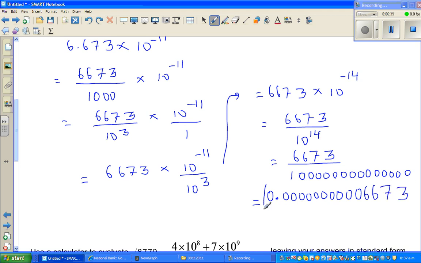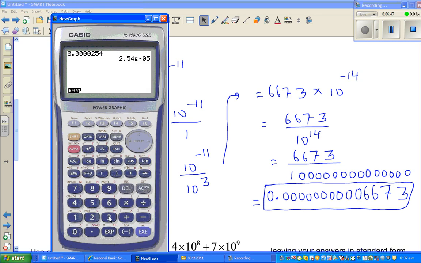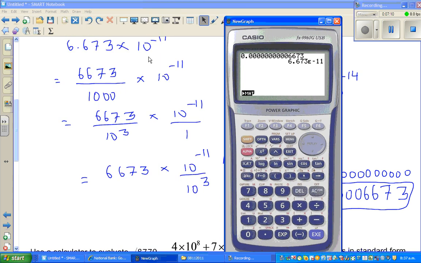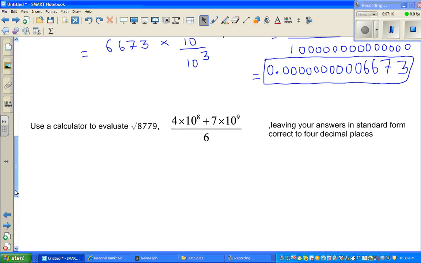Okay, so this is in the ordinary form. That gravitational constant is this number in the ordinary form. So let us check this on a calculator. So what I'm saying is 0 point, you have to put 10 zeros, 1, 2, 3, 4, 5, 6, 7, 8, 9, 10. And 6673. So let's see what the calculator tells us. It's 6.673 times 10 to the power negative 11. I hope it's clear. Okay, let's move on to the next question.